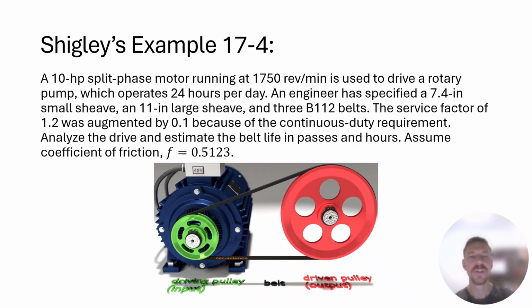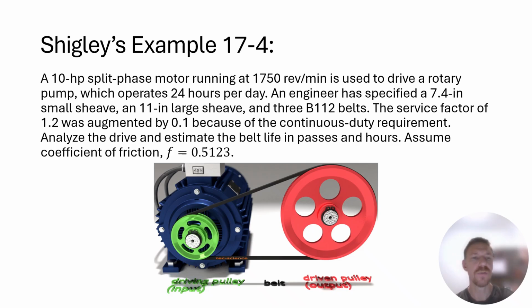This is example 17-4 from Shigley's 10th edition. A 10 horsepower split phase motor running at 1750 revolutions per minute is used to drive a rotary pump which operates 24 hours per day. An engineer has specified a 7.4-inch small sheave and an 11-inch large sheave and 3 B112 belts.